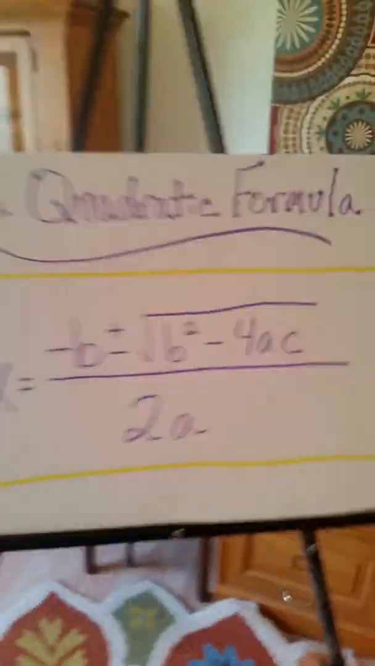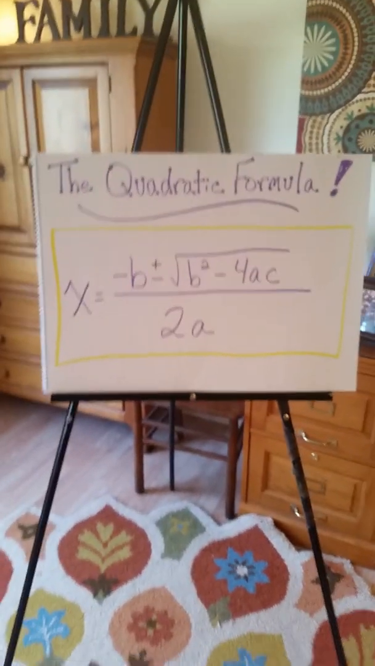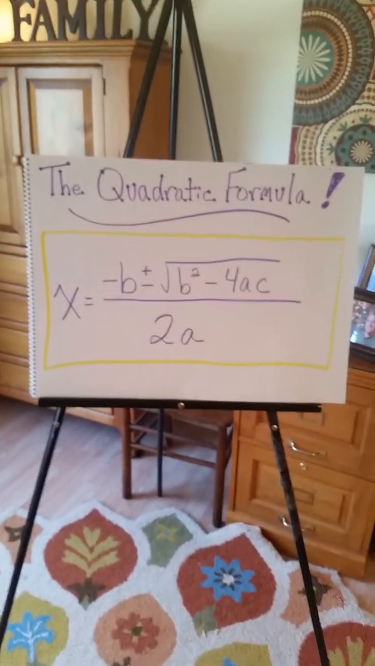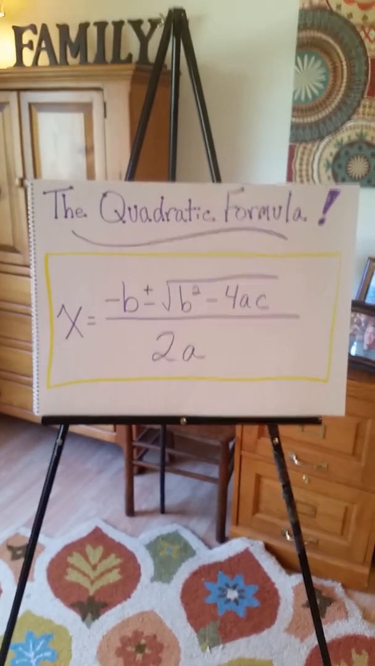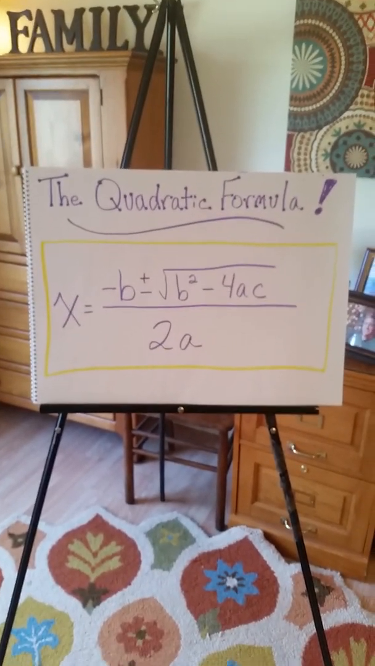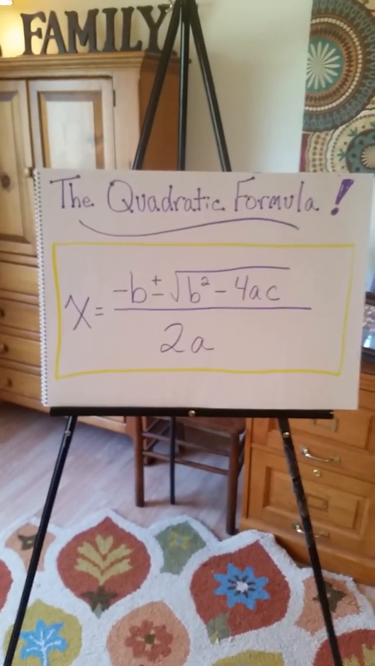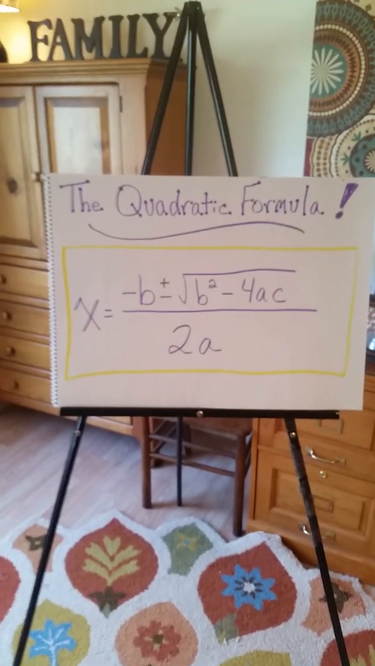And I also have it written over here. Take a little walk with me again. Have it on my easel. Here's our quadratic formula. x equals the opposite of b plus or minus the square root of b squared minus 4ac all divided by 2a.